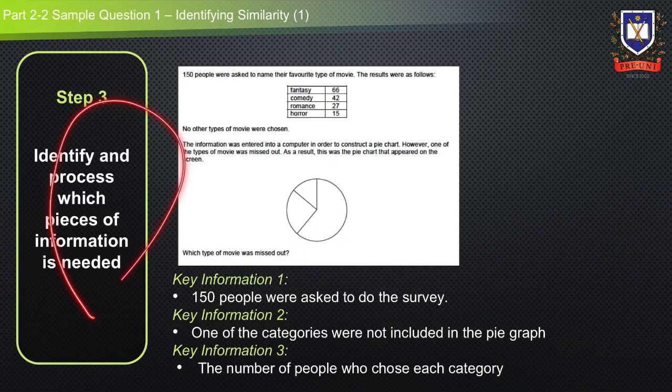Step 3 is to identify and process which pieces of information are needed. Key information 1 is 150 people were asked to do the survey. Key information 2 is one of the categories was not included in the pie chart, and key information 3 is that the number of people who chose each category is given to us in the table.